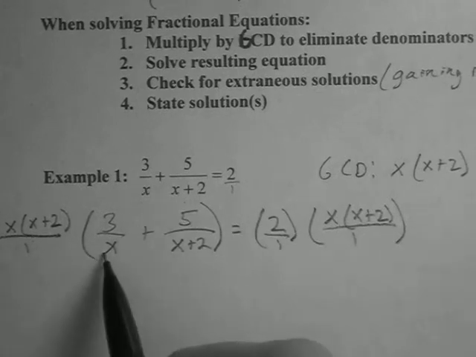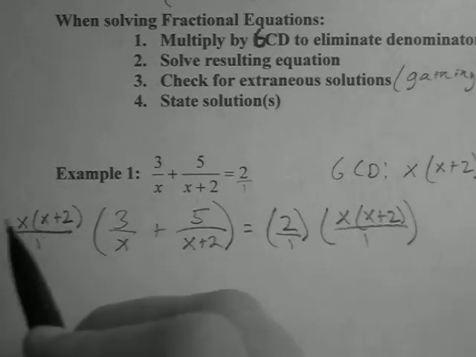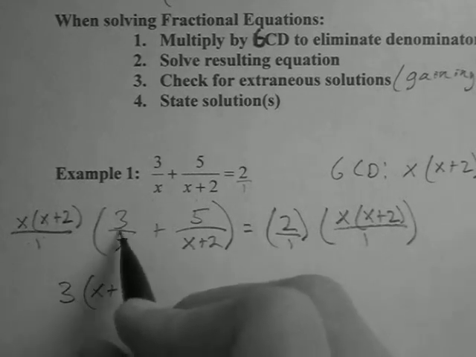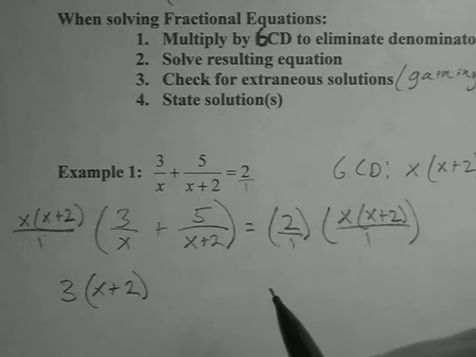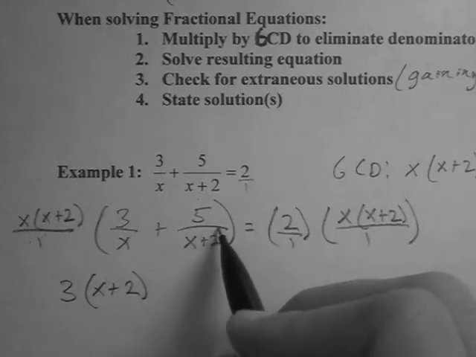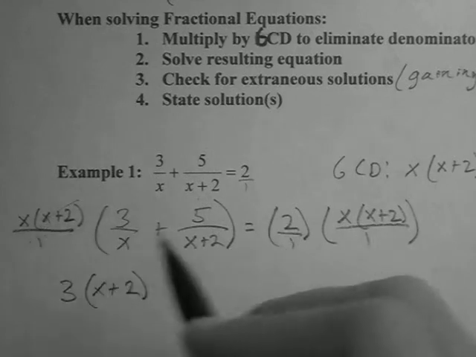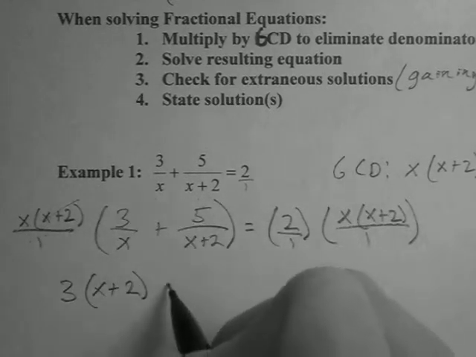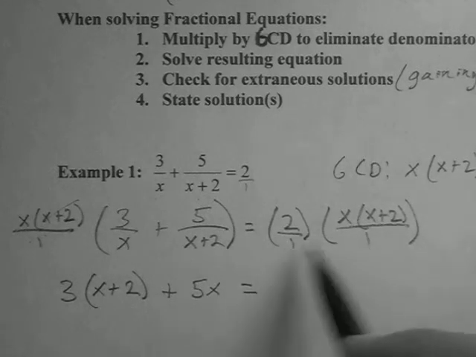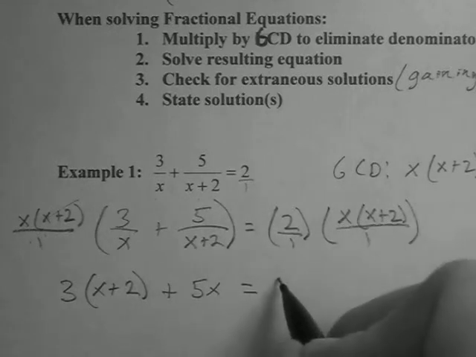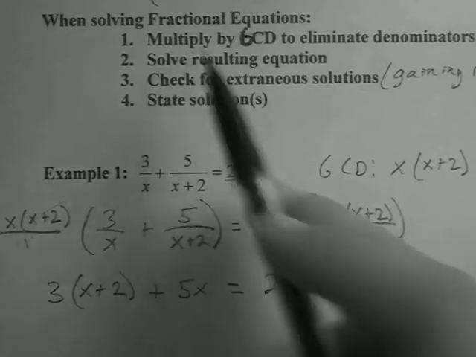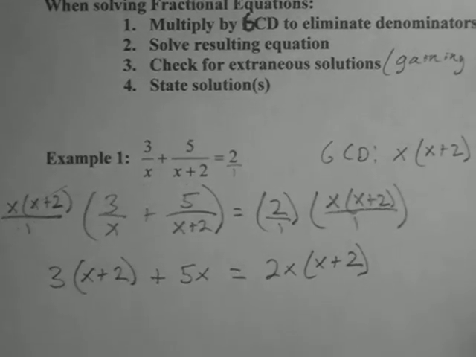When you multiply this term times this term, the x's are going to cancel off, and so all you have left is 3 times x plus 2. It's a good idea to always write your constants in front of any term you're multiplying. Then you have x times x plus 2 times this term. In this case, the x plus 2 is going to cancel, but you still have the 5 times x, so I'm going to say plus 5 times x equals, in this case, nothing is in the denominator, so nothing will cancel here. So you're left with 2x times x plus 2. So we did our first step. At the end of the first step, there's no denominators, so we know that we're doing good so far.